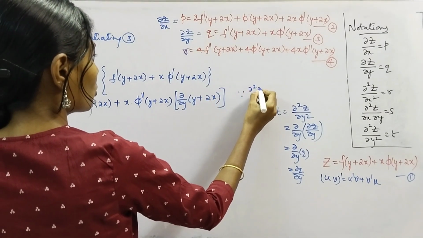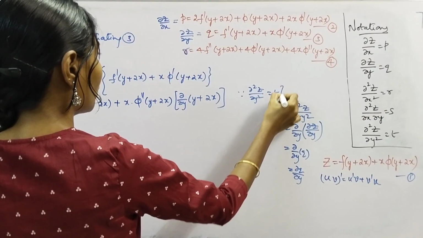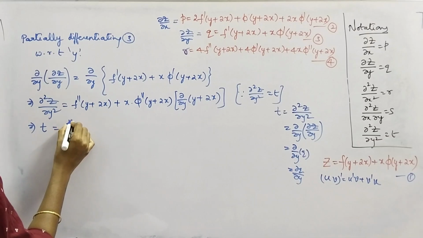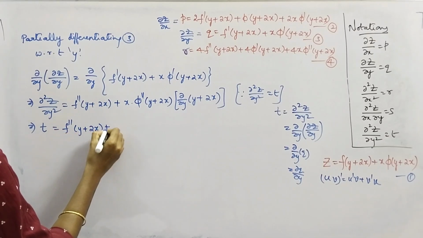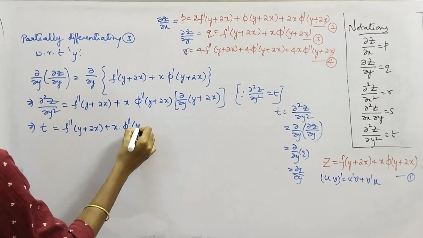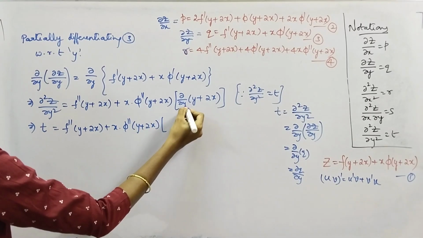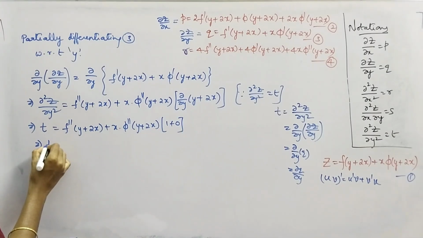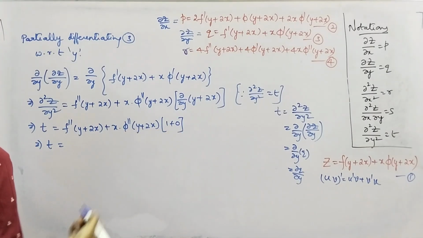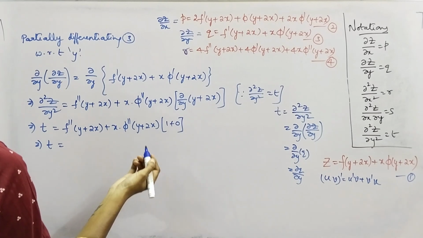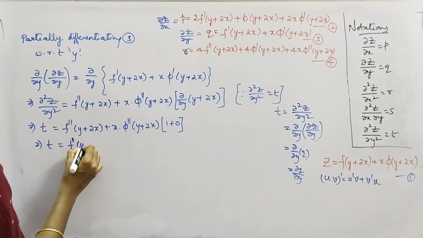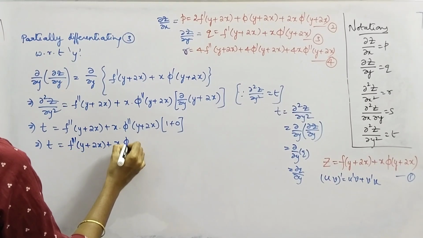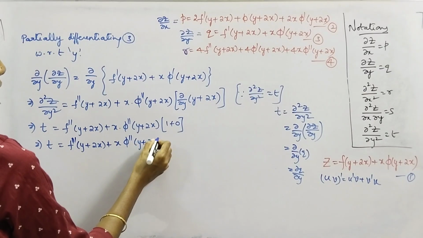Since we know that ∂²z/∂y² can be replaced by the notation t, let's replace it by t. You'll get t equal to f'' plus x into φ'' into the partial derivative of y with respect to y, which is 1, plus the partial derivative of 2x with respect to y, which is 0. This gives us t equal to 1 plus 0, 1, 1 into x, x φ''. So I'll get f'' of y plus 2x plus x into φ'' of y plus 2x. Consider this as equation number 5.